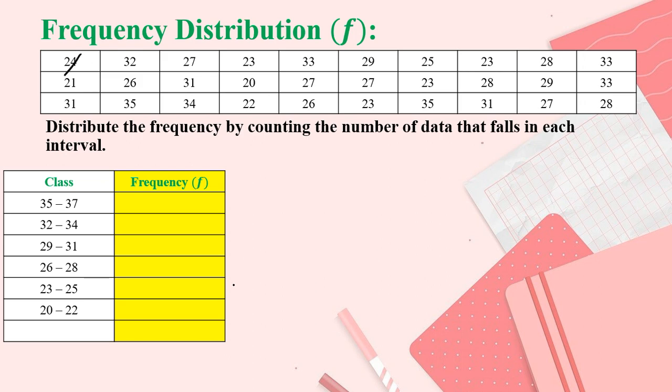24, that is class number 5. Sige, sulat natin kung anong class sila. Third class, fourth class, and fifth class. Okay, last is sixth class. Next, 32, second class; 27, fourth class; 23, fifth class; 33, we have second class; 29, third class; 25, fifth class; 23, also in fifth class; 28, we have fourth class.